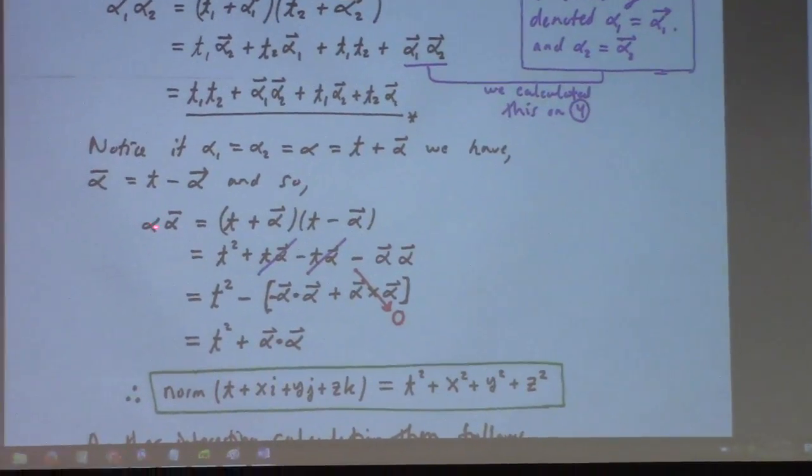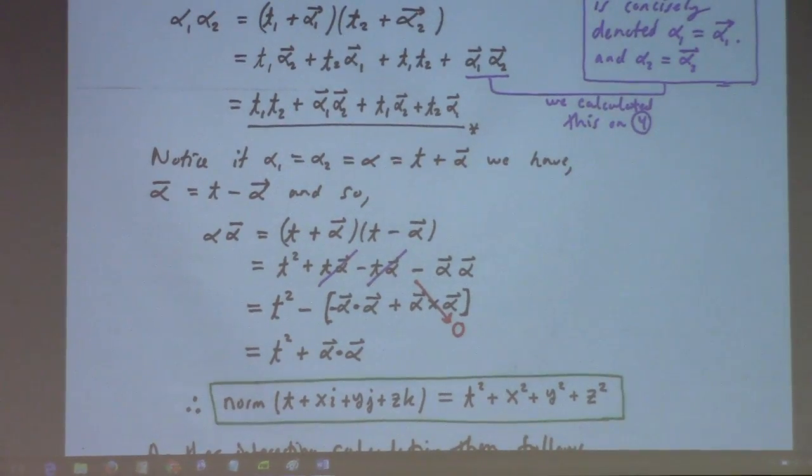So alpha bar is the product of t plus alpha, t minus alpha, right? Because that's the quaternionic conjugate. When you multiply this, these two terms cancel, and you get your t squared, and you get minus alpha squared. But that has two pieces. It's got minus the dot product of alpha with itself, so that minus and that minus conspire to give you a plus alpha dot alpha. And then, of course, the cross product of a vector with itself is 0. You remember that, right? And so there you go.